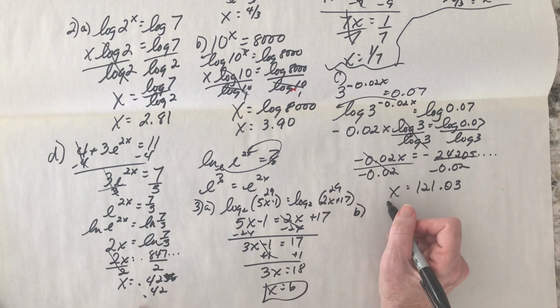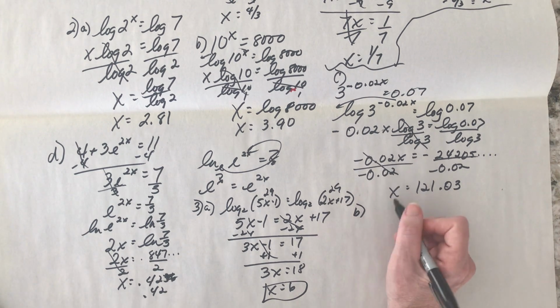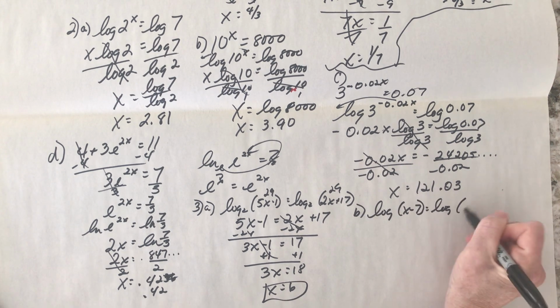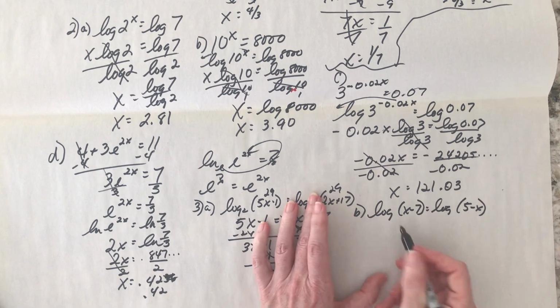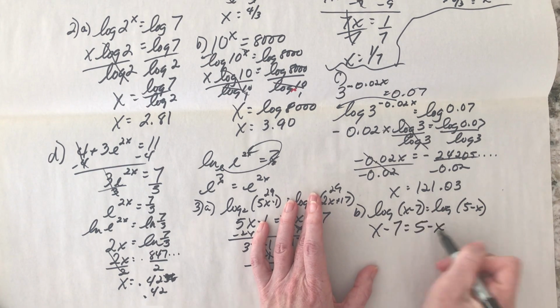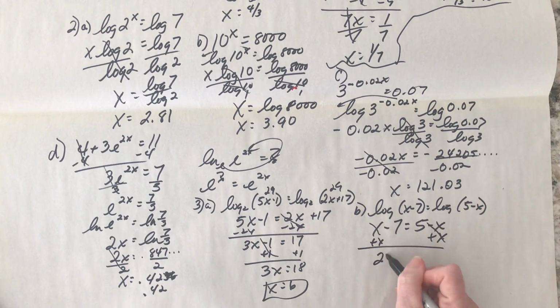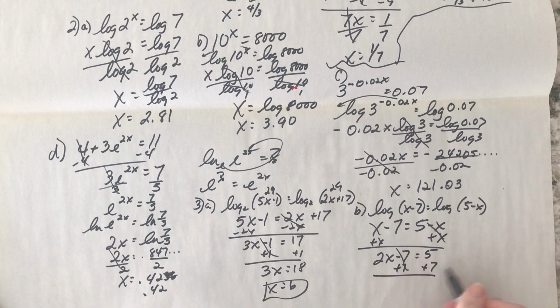Let's look at B. We've got common log of x minus 7 equals common log of 5 minus x. They're both log base 10 or just common logs. So we can say x minus 7 equals 5 minus x. Let's add x to both sides. 2x minus 7 equals 5. Move the 7 over. And we get 2x equals 12, x equals 6. Seems to be a common answer going around here.